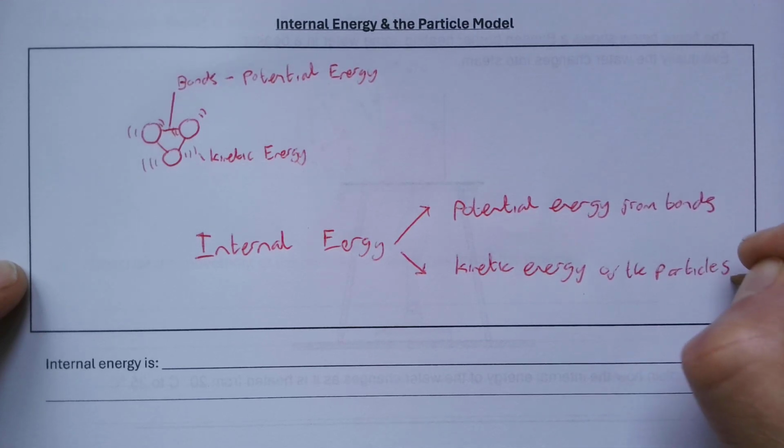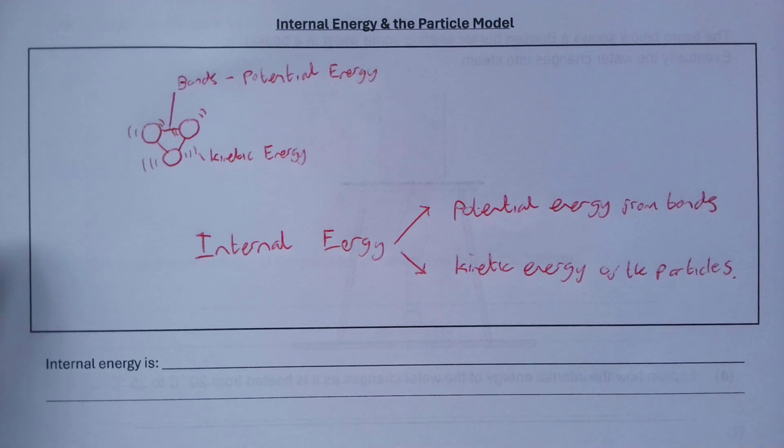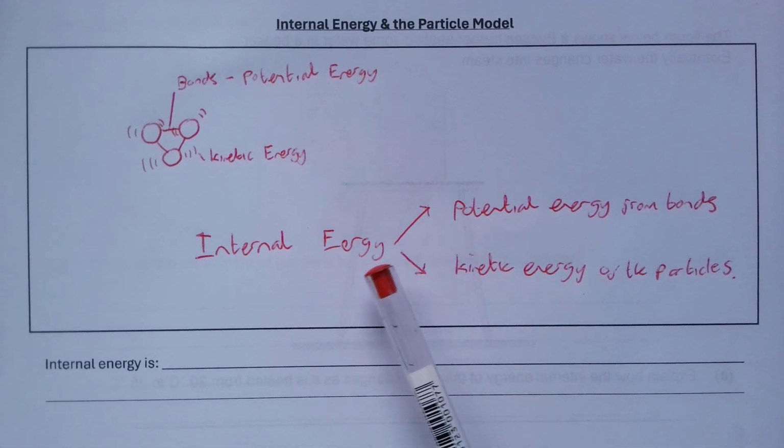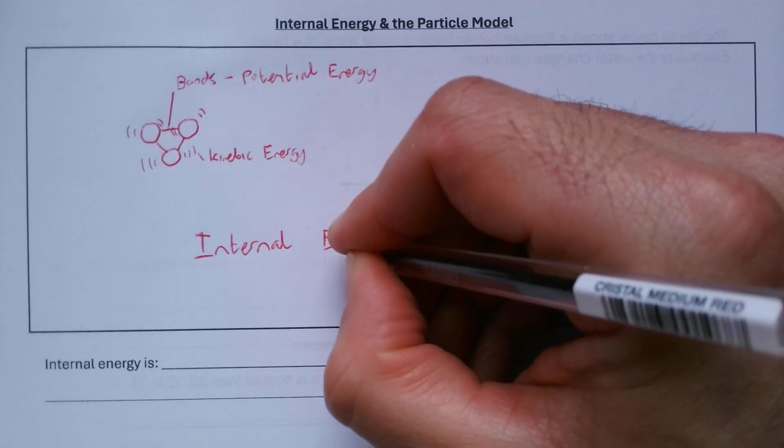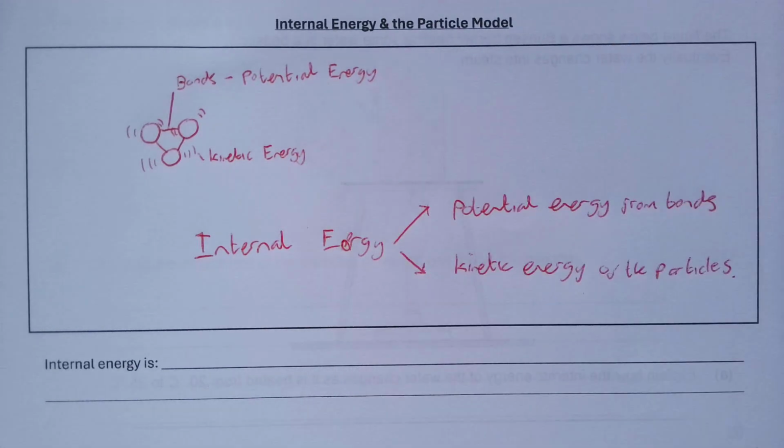So if we were to increase the temperature of something, the particles would vibrate more, so their kinetic energy would increase, and as a result, because their kinetic energy increases, their internal energy increases.